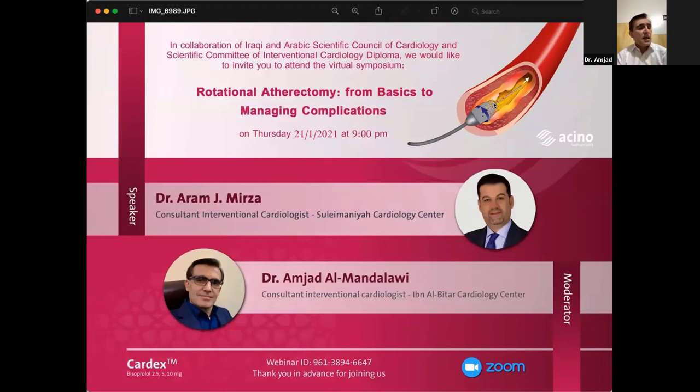Some points I think should be raised about the gas tank, the nitrogen. We use the nitrogen tank as you use it also. In the excellent centers in Europe, actually, it's more cost effective to use an air compressor, and the air compressor is within the cath lab.